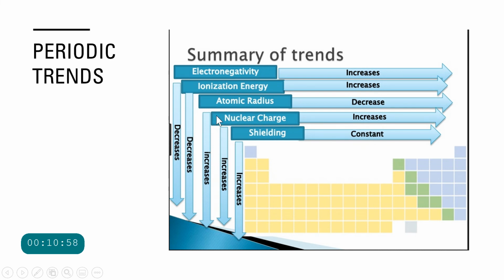And that affects the electronegativity. The smaller the atomic radius, the higher the electronegativity. The bigger the radius gets, the less electronegative it is. And that's what I was talking about earlier.